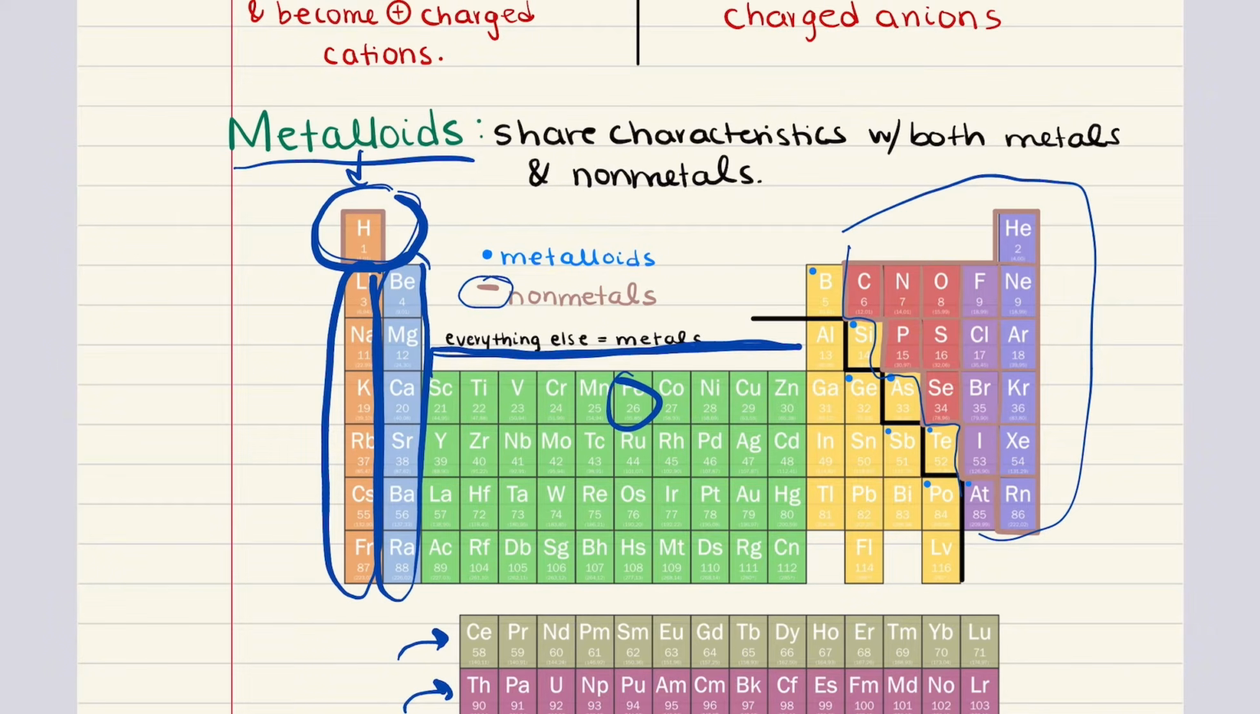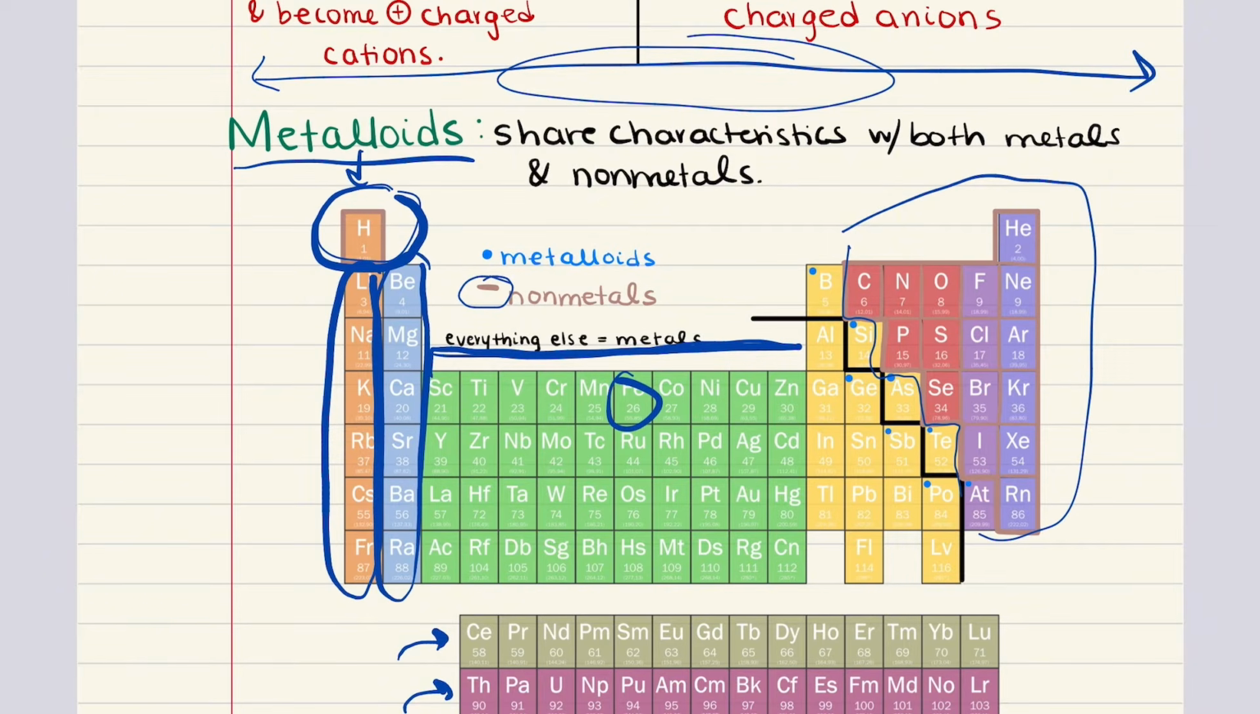These elements typically have electronegativities and ionization energies that lie somewhere between those of metals and nonmetals. So if we had a spectrum where we had metals on one end and nonmetals on the other end, metalloids would be somewhere in the middle, a blend of both.